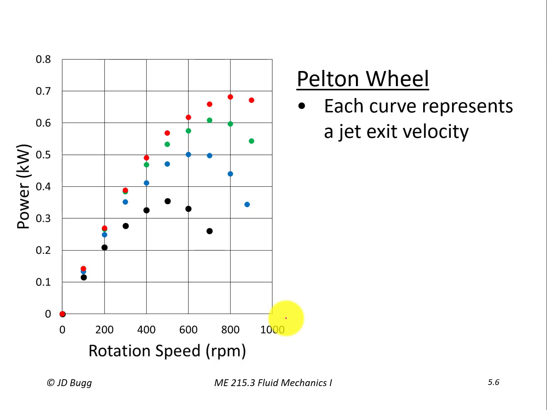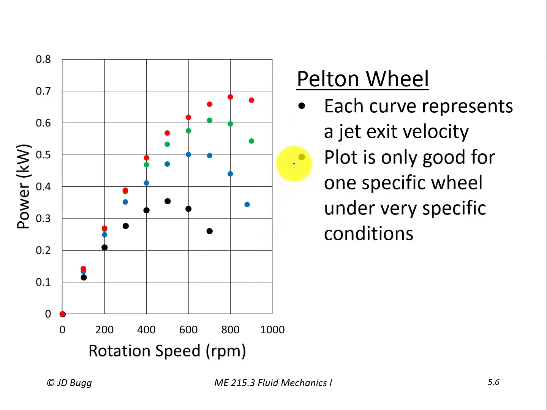So we've done a whole bunch of experiments here. We've varied the jet exit velocity. Apparently here we have 4 different jet exit velocities, 4 different colors there. And for each jet exit velocity, we varied the rotational speed. So there's quite a few measurements of rotational speed there, 8 or 10 for each jet velocity. And then we measured the power output for each of those. So we got a relatively large data set here. And we notice for each jet exit velocity, the curve looks a little bit different. As the jet exit velocity gets bigger, of course, the power output goes up.